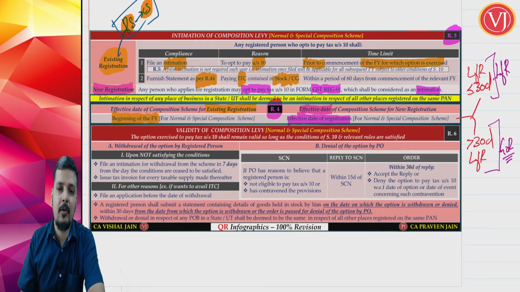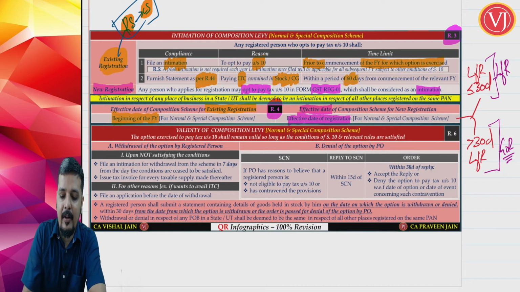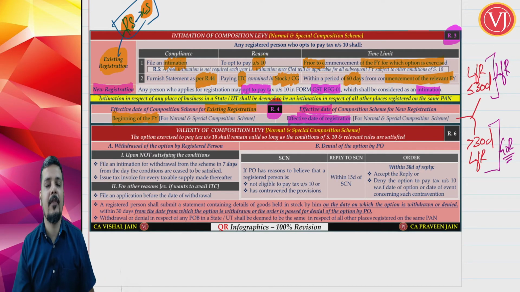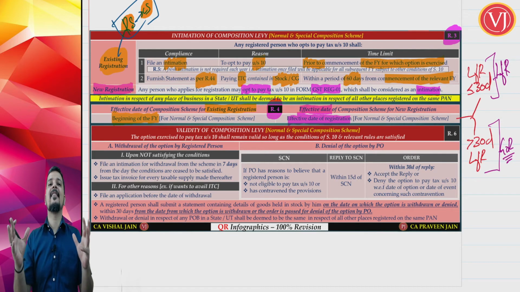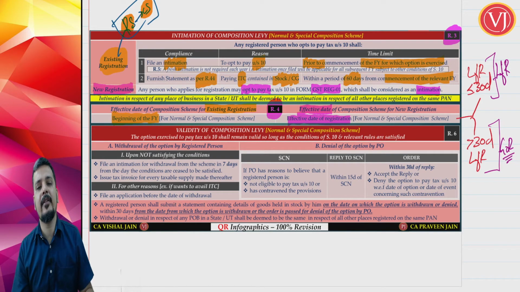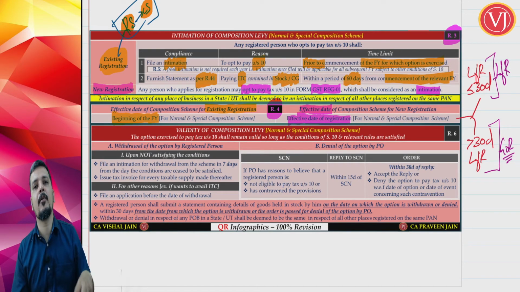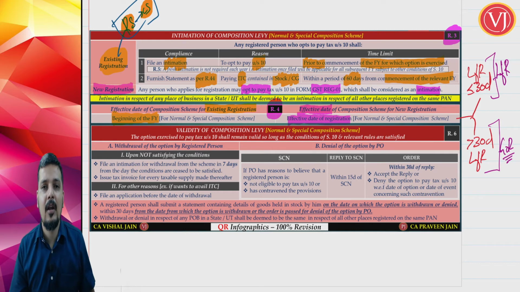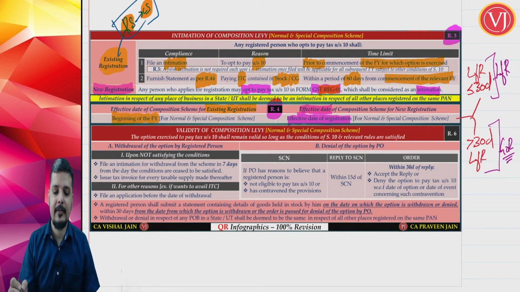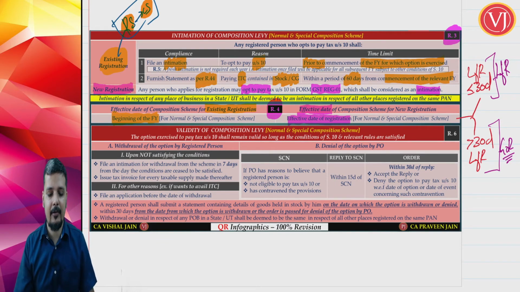And that I have to do within 60 days from the commencement of the financial year, which means that after I enter inside the composition scheme, that is 1st of April 2022, within 60 days, that is within 30th of May 2022, I have to reverse ITC on the stock of inputs and capital goods which was there as on 31st of March 2022. Within 60 days I have to do that.